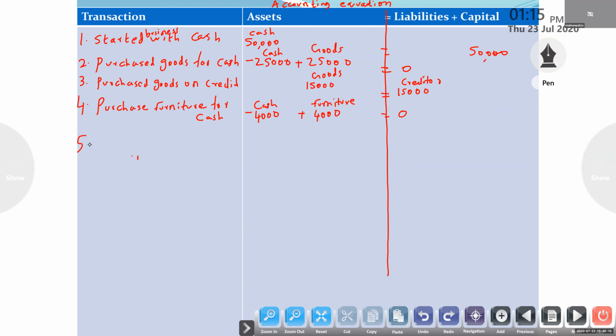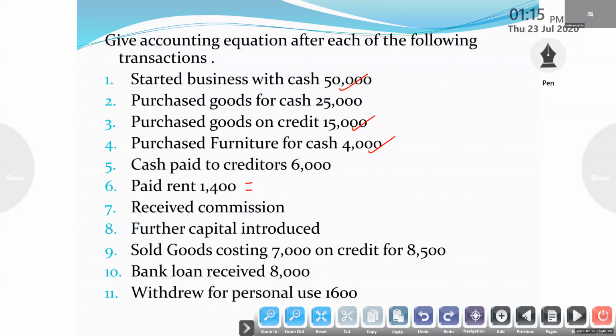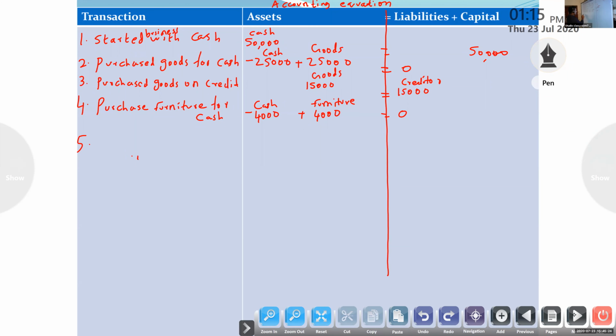Cash minus, furniture plus. Next, cash paid to creditors, rupees 6,000. Cash paid, so cash minus 6,000 in assets.